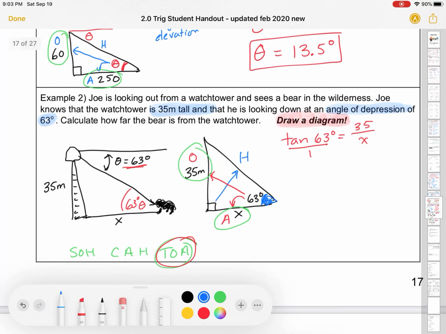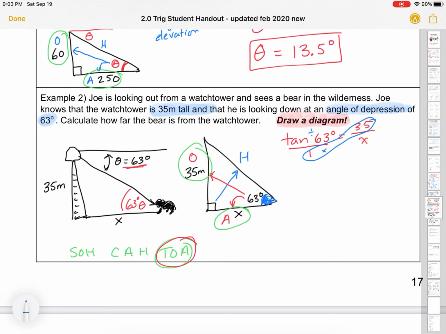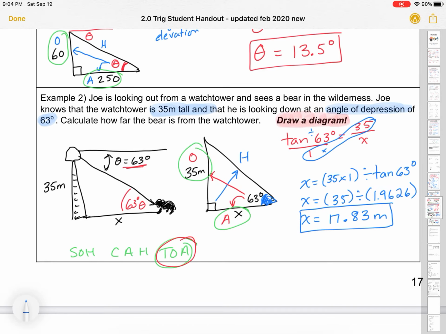So tan of 63 is equal to my opposite, 35 over x. Remember, I can put the tan over 1, and I'm going to cross multiply and divide. So that tells me that x will equal 35 times 1 divided by tan of 63 degrees. So let's do that. Tan of 63 is 1.9626. We like four decimal places for accuracy. So 35 divided by 1.9626, and I get 17.83, and it's going to be in meters because our other measurement was in meters.